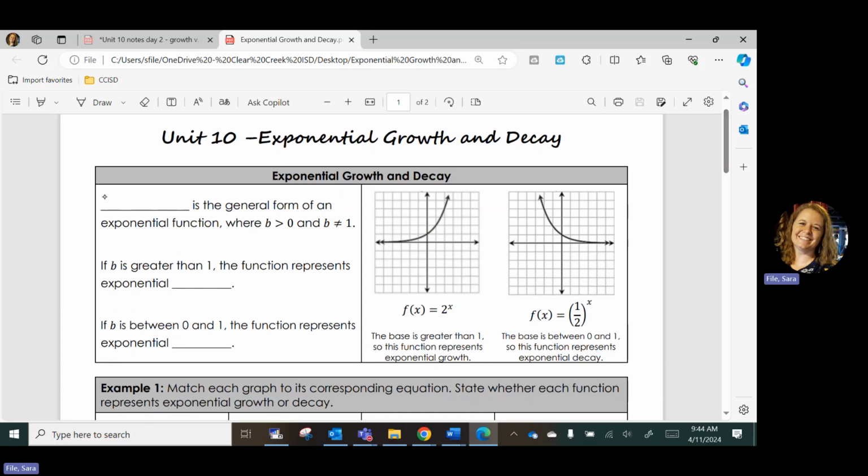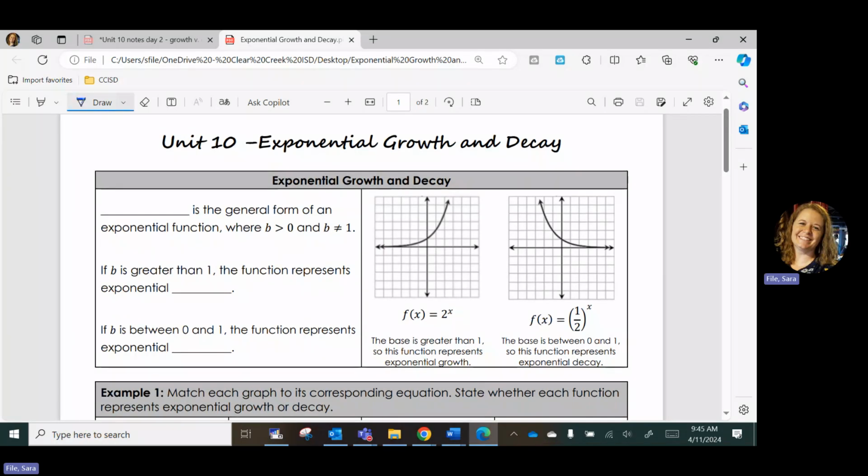So remember, the general form of our exponential is to have some base b raised to the power of x. That's what makes it exponential, is that x is in the exponent. We talked briefly last week about the b value, the base, determining whether we have growth or decay.